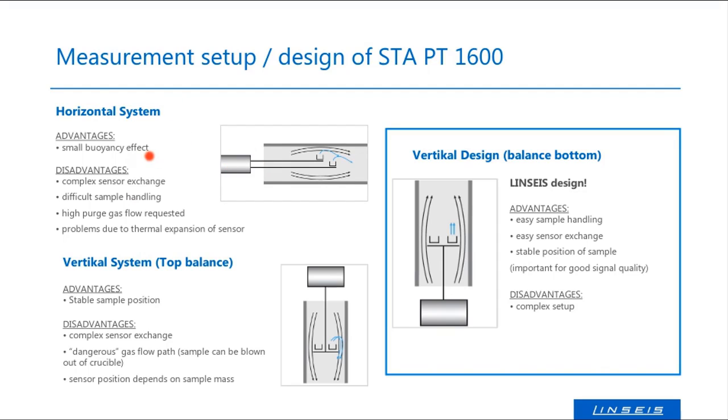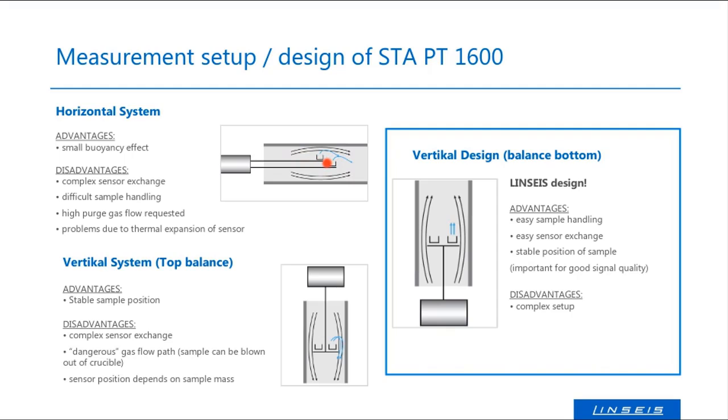The horizontal system at all has a very small buoyancy effect. That means if the atmosphere and the gas flow rate within the chamber changes, the position and the weight signal of the sample will not change dramatically, so it's independent of gas flow and density of atmosphere and so on. However, it's very complex to arrange the sample in the furnace, so you have to open it from the side. It's very risky, sample can fall out.